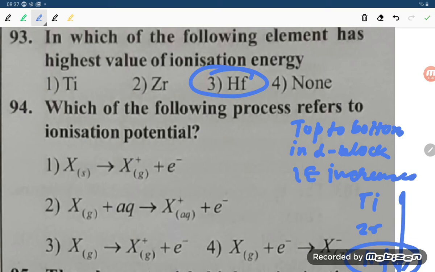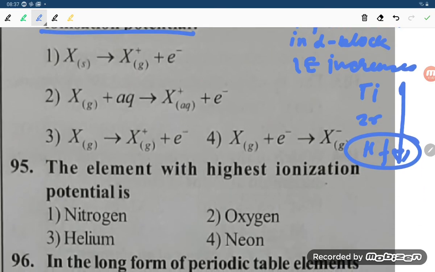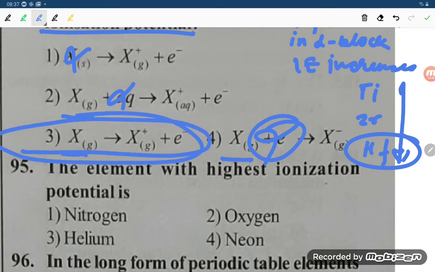Now the next one. Which of the following processes refers to the ionization enthalpy? What is ionization enthalpy, students? Removing an electron from an isolated gaseous atom. It is not solid, and not an aqueous solution, so two options are wrong. This one is gaseous. Adding an electron, no, students, it is removing an electron. So the correct option will be option number 3. So 94, option number 3.